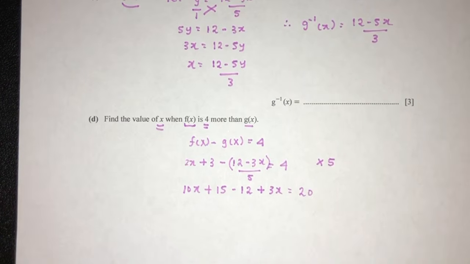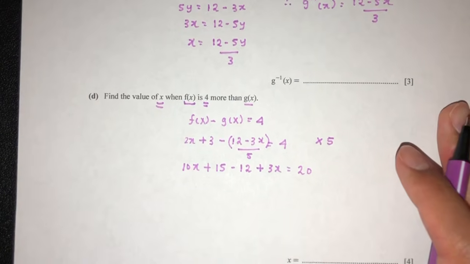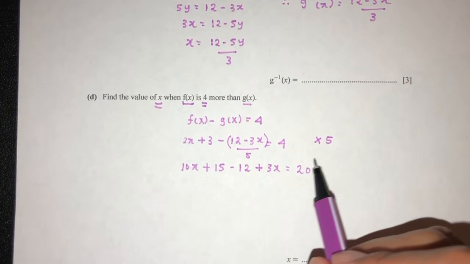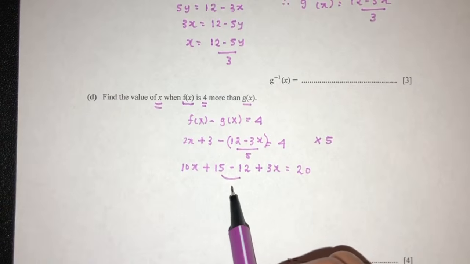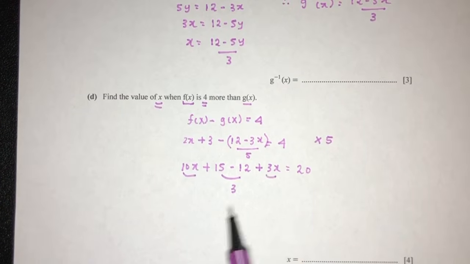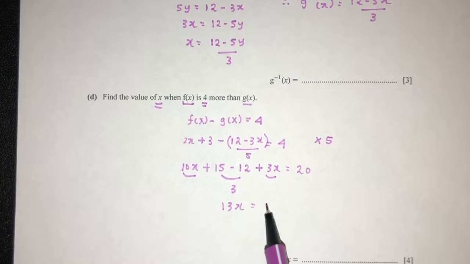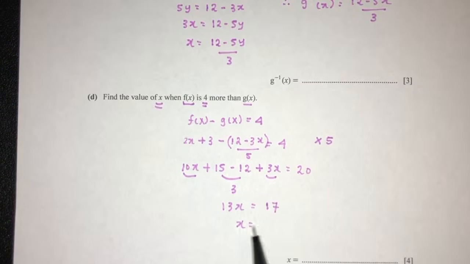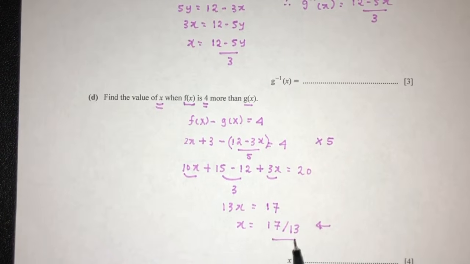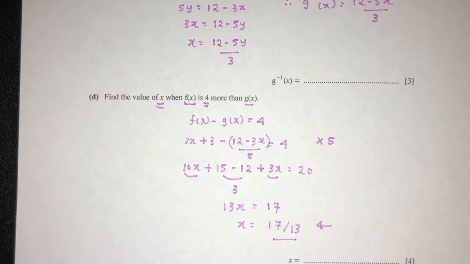That makes sense. Now what else? Let's see. That should be 3. And this will be 13. So 13x, that will be 17. So x will be 17 over 13. That will be your value of x for which that is possible. And that is your question number 6.